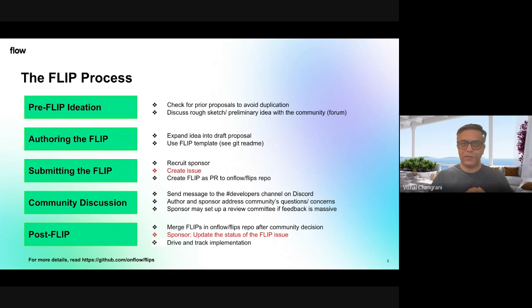We are introducing an extra step where the author now has to create an issue before the flip PR is created. Every flip must have an issue, and the issue number is what should be the flip number. Because of the issue, anyone can track the flip through the GitHub project that has been created. The other change is that the sponsor of the flip has to make sure they update the status of the flip issue as it flows through the pipeline.